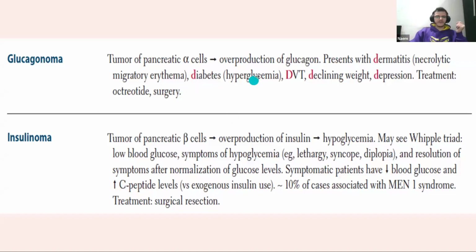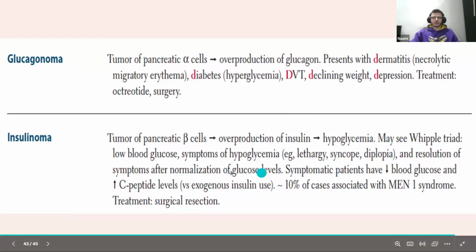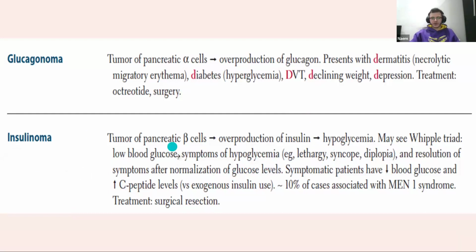So just know that if he tells you there's a lot of glucagon for some reason, and there is diabetes with depression or something like declining weight, it's most likely a tumor in the pancreatic alpha cells. If there is overproduction of insulin, even though there is no resistance, which is leading to a hypoglycemic state, then it's probably a tumor in the pancreatic beta cells, which is insulinoma. The names are very easy. Glucagonoma is overproduction of glucagon. Insulinoma is overproduction of insulin. Again, there's the Whipple triad, which is low blood glucose.